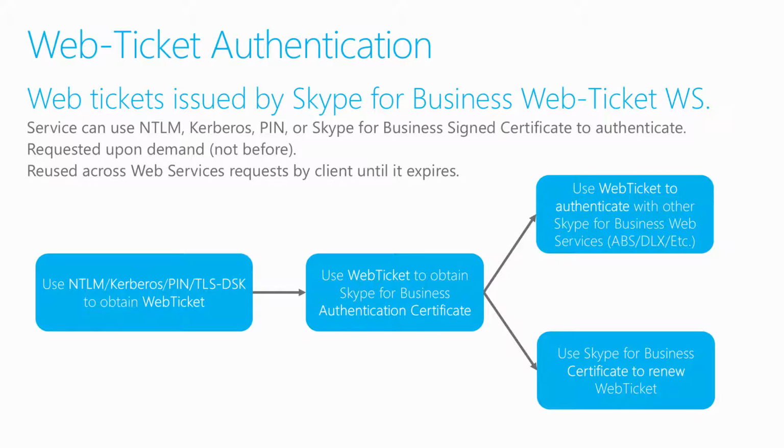So basically, we use NTLM, Kerberos, PIN, TLS DSK to obtain a web ticket. Then, if we don't have the certificate for TLS DSK yet, we use this web ticket to get this certificate, and then we use the web ticket to authenticate against other services. And in the next slides, we will take a look at a few of these scenarios.